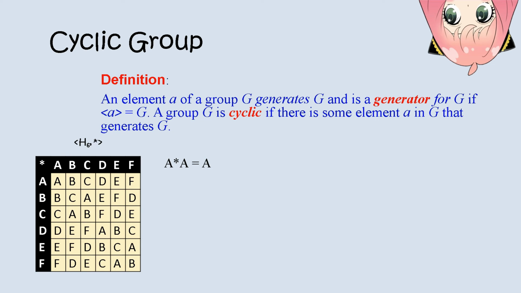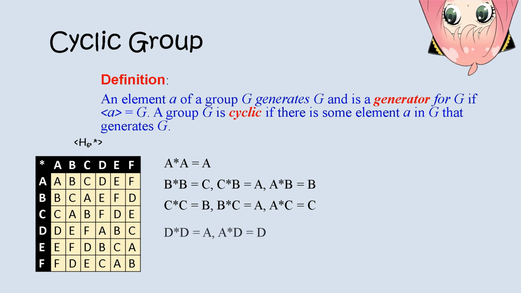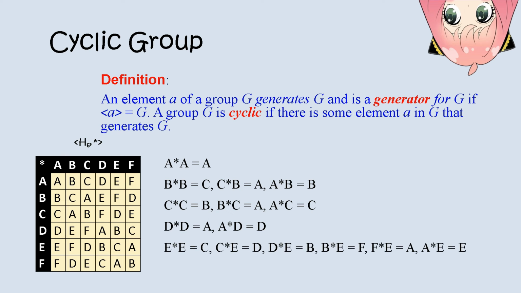Let's start with A. A star A equals A. It doesn't generate H, so let's move on to B. B star B equals C. C star B equals A. Then A star B equals B. Still, it doesn't generate the group H, so let's move on to C. C star C equals B. B star C equals A. A star C equals C. So still not. Next is D. D star D equals A. A star D equals D.